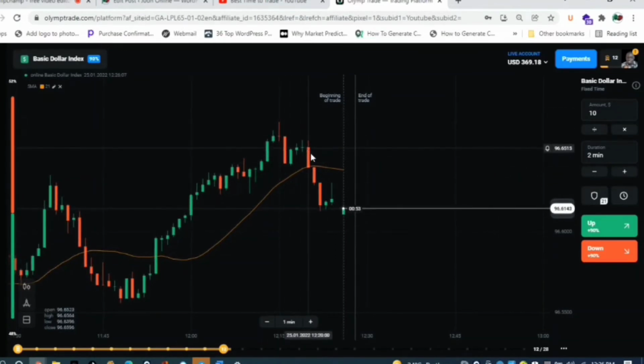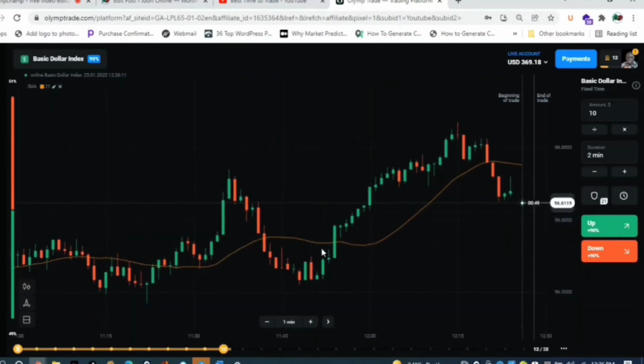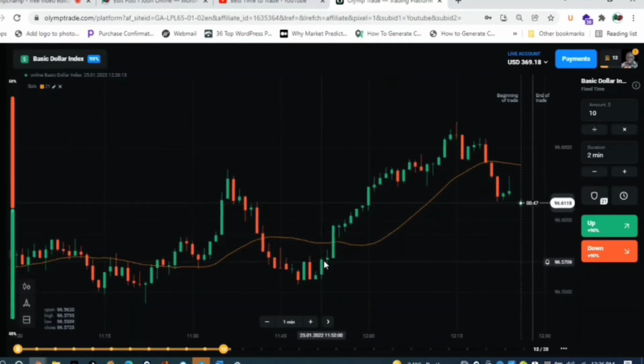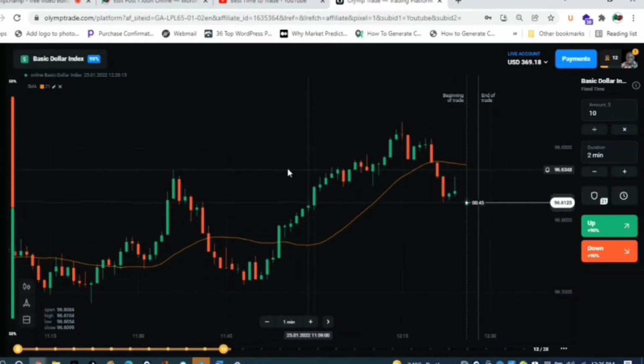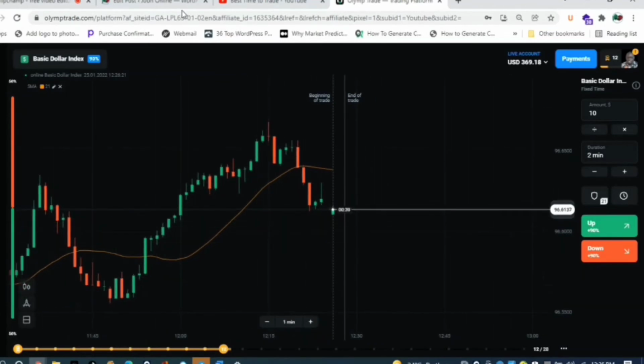How to place your first trade in Olymp Trade. With everything set, you can begin to start trading in Olymp Trade. You will open up trades if you see your chart crossing the SMA line from the bottom upwards. And down trades, if you notice prices crossing the SMA line from the top down.